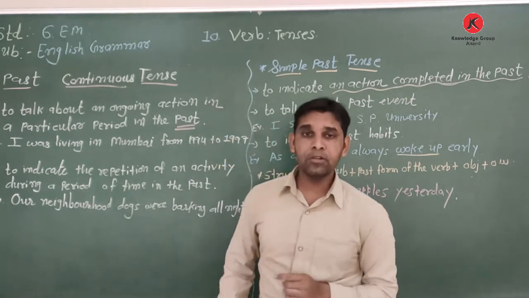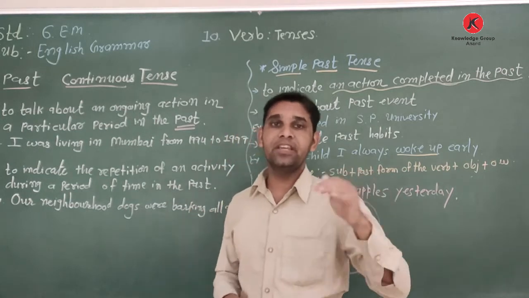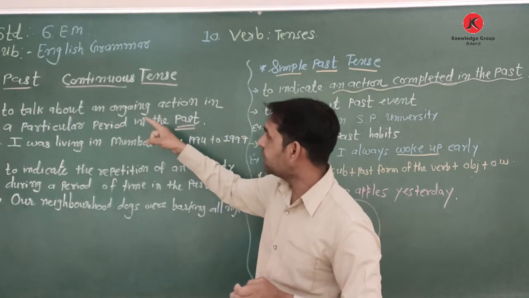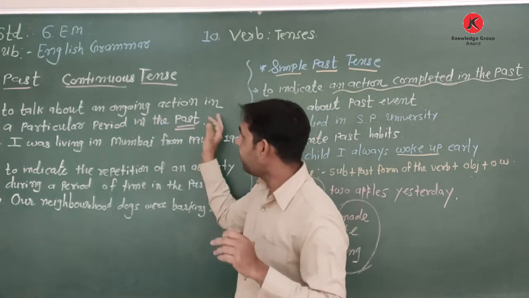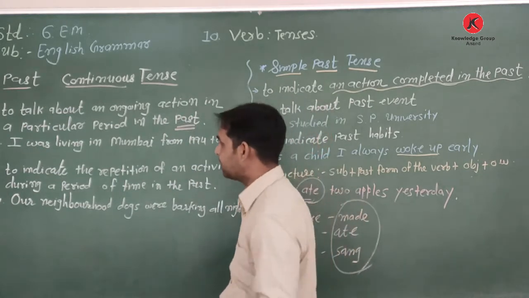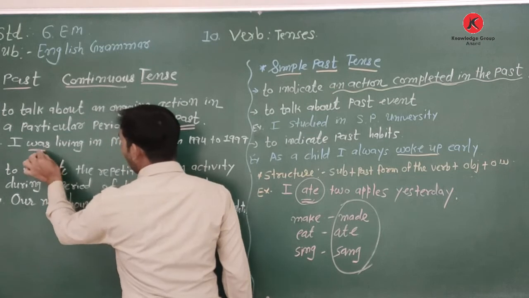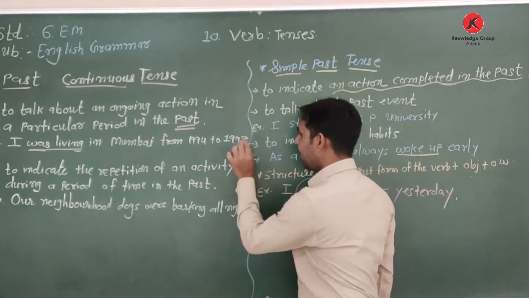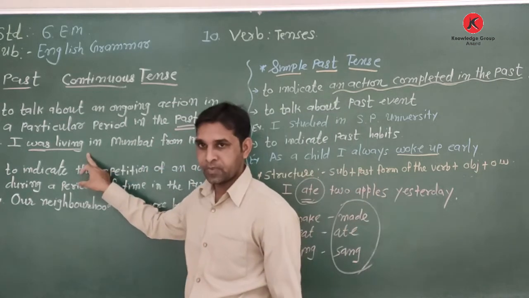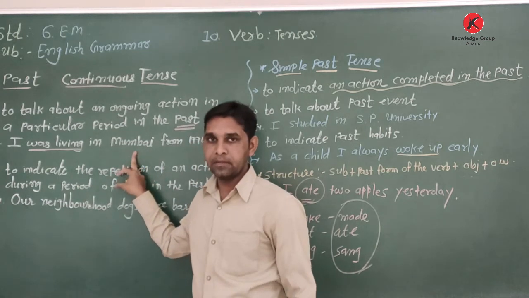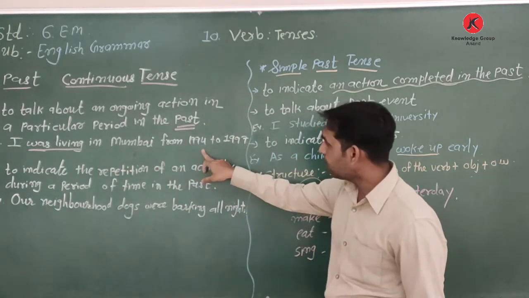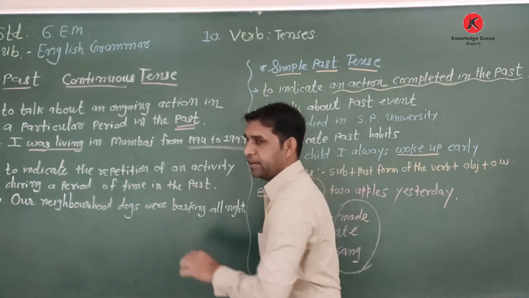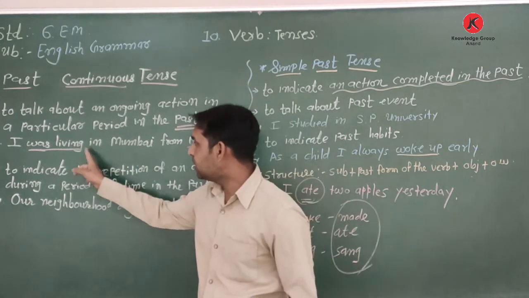When we talk about the present continuous tense, at the time of speaking the action is going on, but in the past continuous tense the action is ongoing in a particular period in the past. The example is, see, I was living in Mumbai from 1994 to 1997. The action was living. Where? Mumbai. The time period is already given, from 1994 to 1997. In between these years, 1994 to 1997, I was living where? Mumbai.